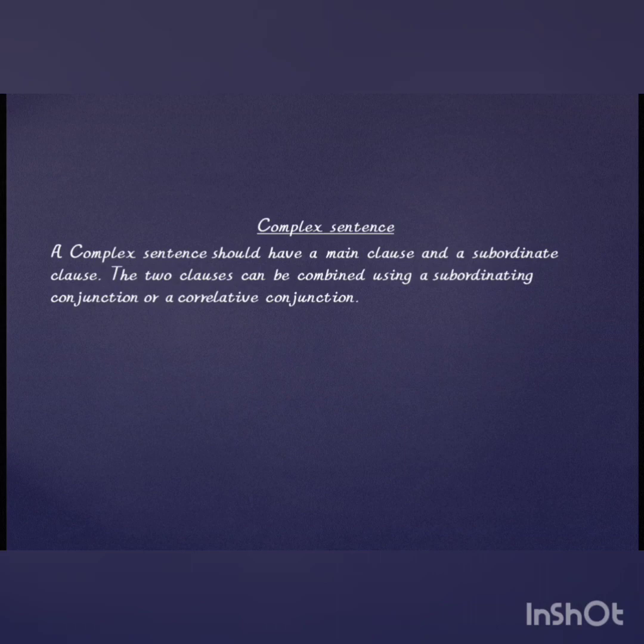It's going to be a complex sentence, and this one is going to be something very new that we read. A complex sentence should have a main clause and a subordinate clause. So far we have just seen the main clause, or the independent clause. Now for the very first time, we are getting to know about the subordinate clause. Both types of clause are going to be presented only in a complex sentence, not in a simple sentence and not in a compound sentence. Two clauses can be combined using a subordinating conjunction or a correlative conjunction.